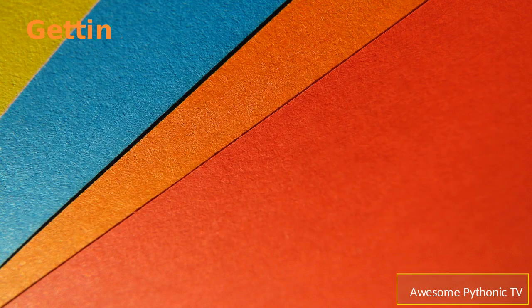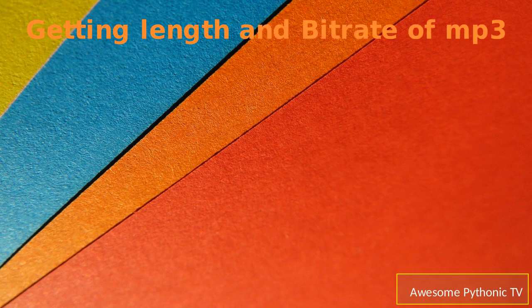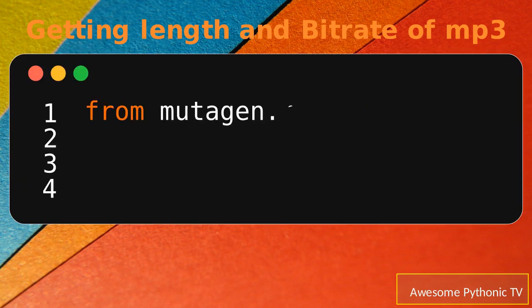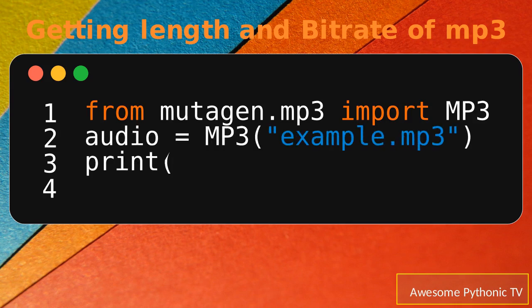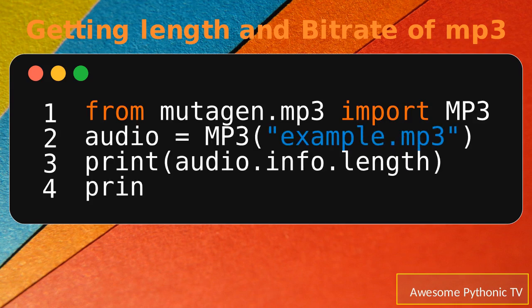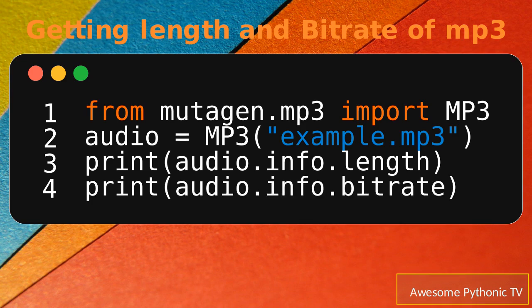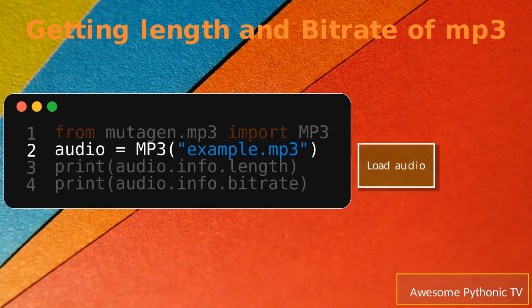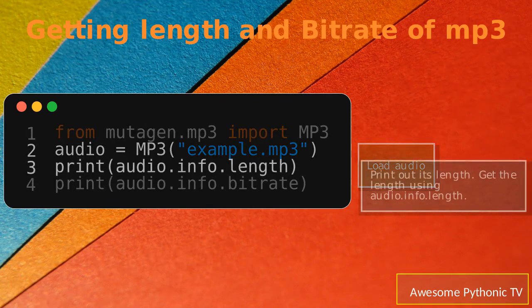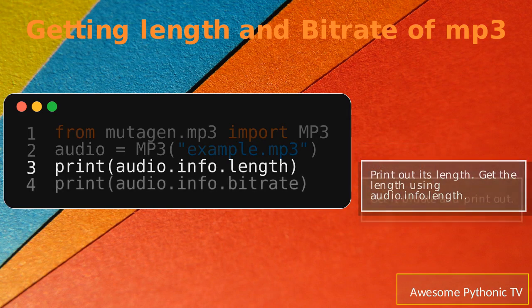Please show us an example of how to get the length of an MP3 file. The following example gets the length and bitrate of an MP3 file. Load audio. Print out its length. Get the length using audio.info.length. Get its bitrate and print it out.